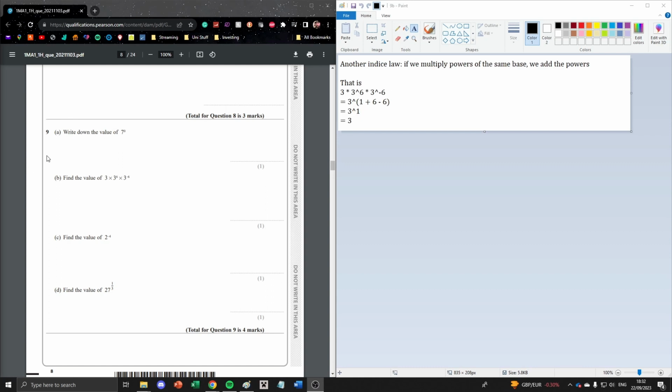Question 9b is a little bit more complicated. We're asked to find the value of 3 times 3 to the power of 6 times 3 to the power of minus 6. Now, when we multiply powers of the same base, so in this case the base being 3, we add up the powers.